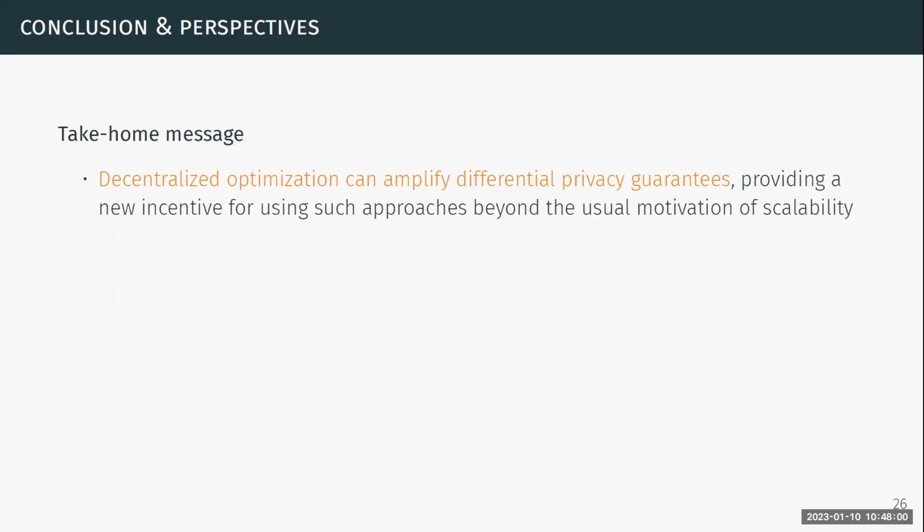All right, let me just conclude. So maybe the take-home message is that decentralized algorithms and decentralized optimization for machine learning, for instance, can amplify differential privacy guarantees. And we think that this is nice because it provides a new incentive for these approaches beyond the usual motivation, which is more like scalability.